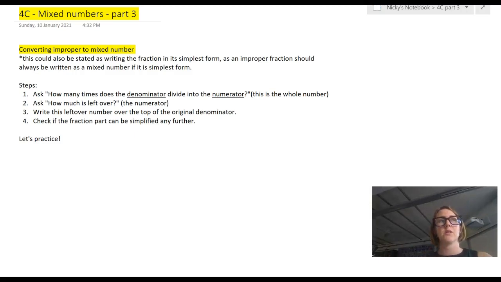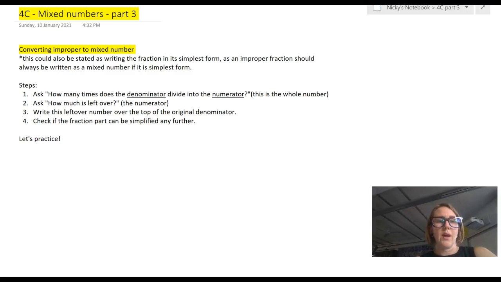So interestingly, this is actually the process you will use to simplify an improper fraction. Okay, so if you see an improper fraction or you get that as an answer and it's asked you to write your answer in simplest form, you should be thinking, I've got to change this to a mixed number, and this is the process that you use. Okay, so there's 4 steps to this one.